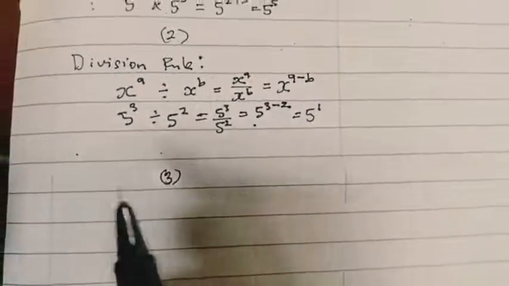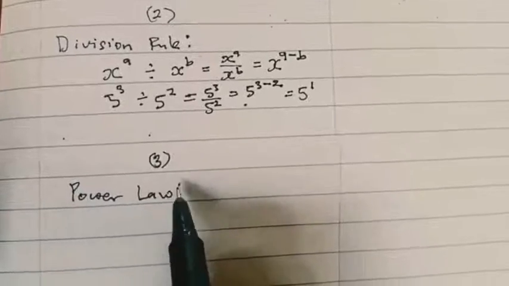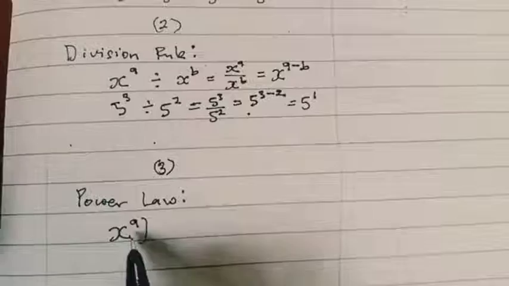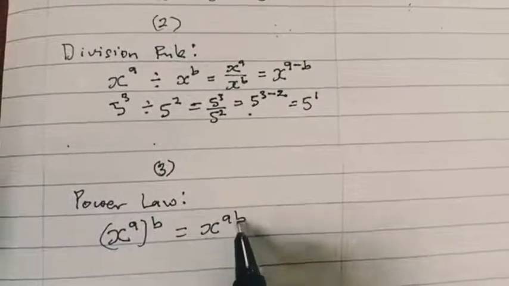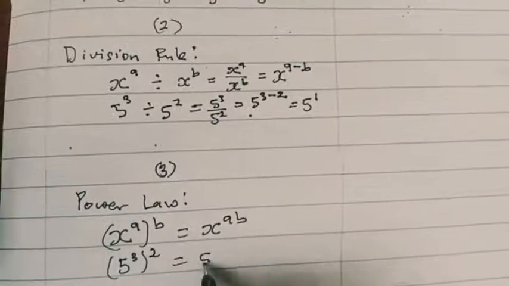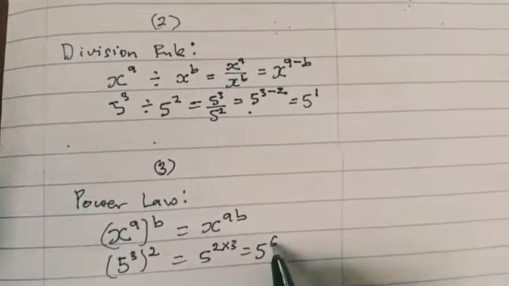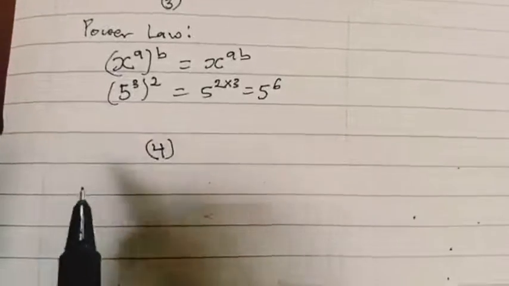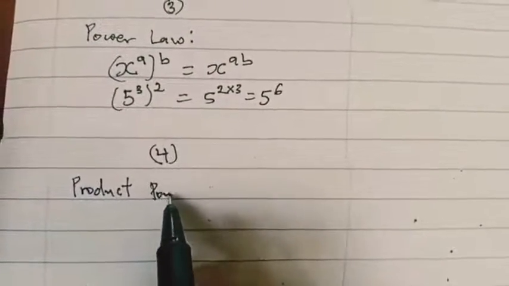The next rule is the power law. Here, let's say we represent a number as x raised to power a, all raised to power b. It can be written as x raised to power ab. So we just multiply the two powers together. For example, let's say you have 5 raised to power 3, all raised to power 2, so that will give us 5 raised to power 6.